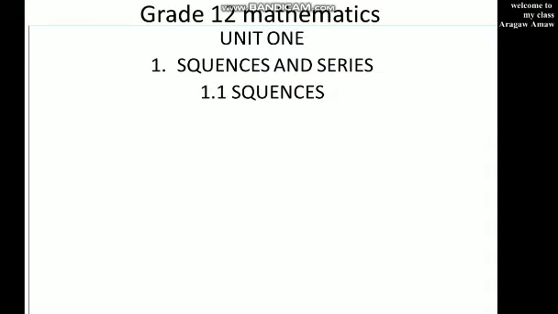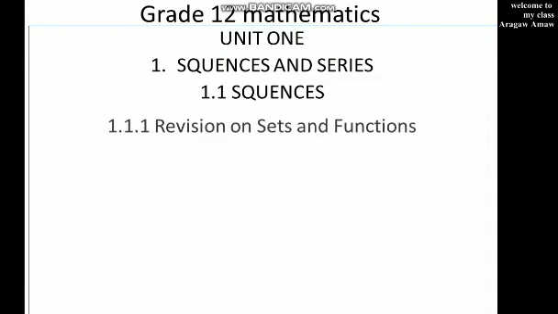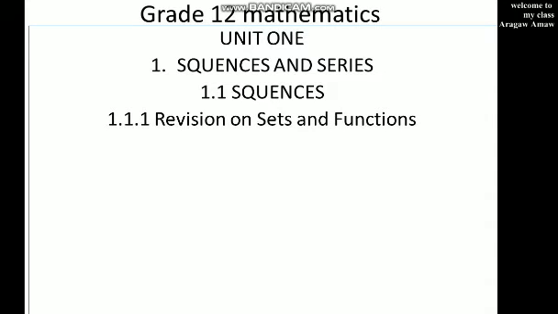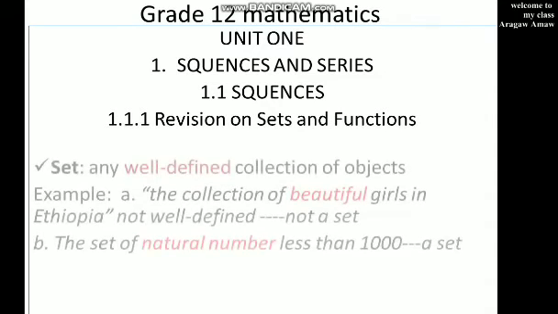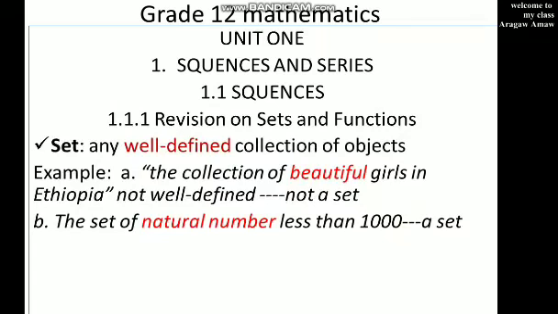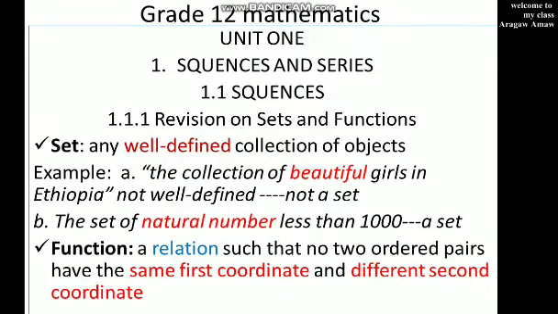Unit 1 of Grade 2 Mathematics, the Bell series. Before we come to sequences, it's better to revise sets and functions. I think everyone knows something about set and function.